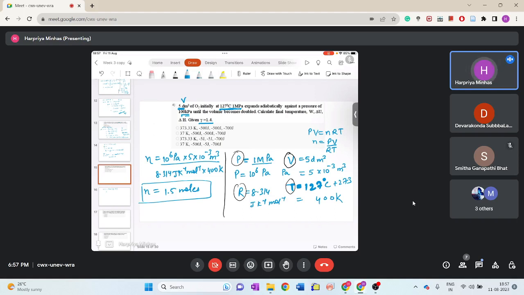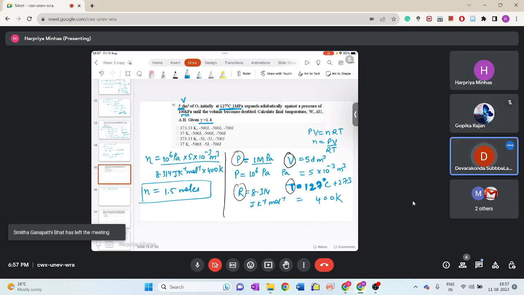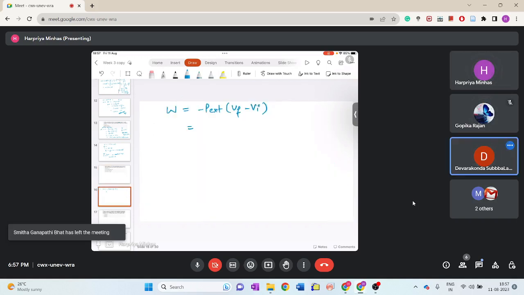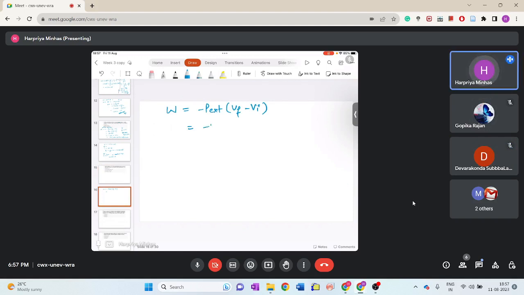Okay, let me calculate this value, then we can proceed further. Okay, so while putting this value, that is 10 to the 5 pascal, that we calculated just earlier, that is 100 kilopascal, it was given.